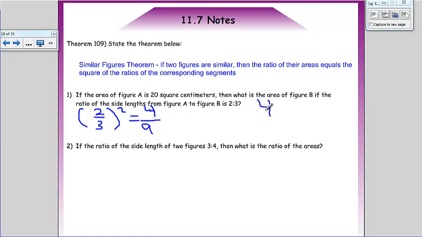So we can get 4 over 9 would then equal 20 over x, because we're looking for A compared to B. And using the means extremes product theorem, we can multiply 4 by x and 9 by 20 and solve it and find out that the area of figure B is in fact 45 centimeters squared.